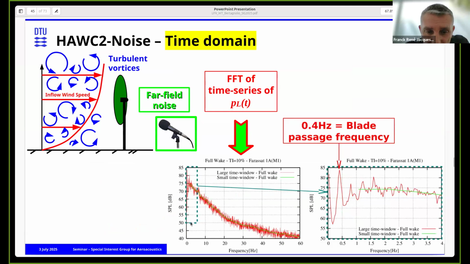And then if you focus on the very low frequency part, you recover the blade passage frequency, which in this case is 0.4 Hertz. And of course, when you change the window of your FFT, you can get a smoother spectrum.